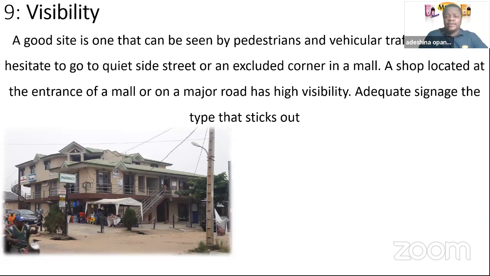Visibility is very key when you're talking about community pharmacies. So a good site is one that can be seen by pedestrians and vehicular traffic. Shoppers don't usually like going to a side road or a quiet side of a mall. So when you have a store located at the entrance of the mall or a major road, the possibility of doing good business is higher. And then the adequate signage should be one that sticks out.